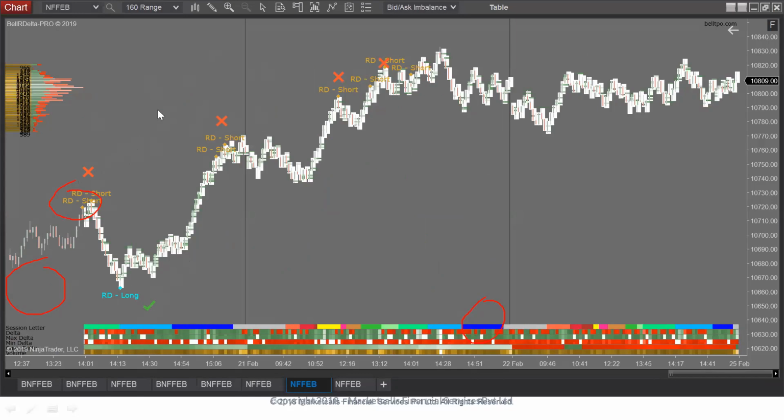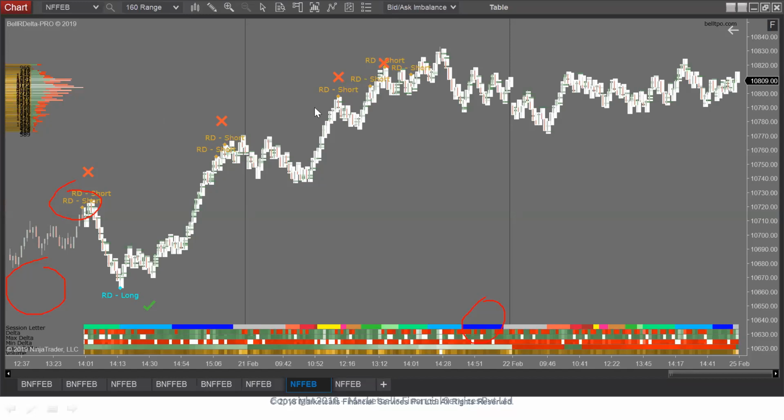R delta means reversal delta, or Rajendran delta, because I'm the one who introduced this concept.